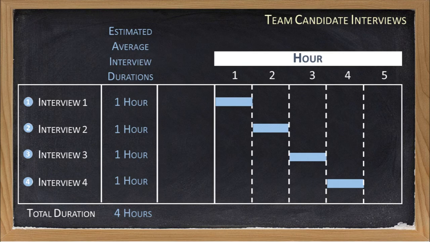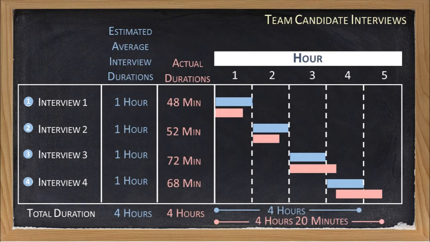Suppose that your first task as project manager is to interview 4 potential candidates for your team. After asking around, you find out that you should estimate about an hour for each interview. Therefore, you schedule your 4 candidates to be interviewed in the morning, 1 hour apart. In this example, we have used the estimated 1-hour interview duration as our actual interview duration.